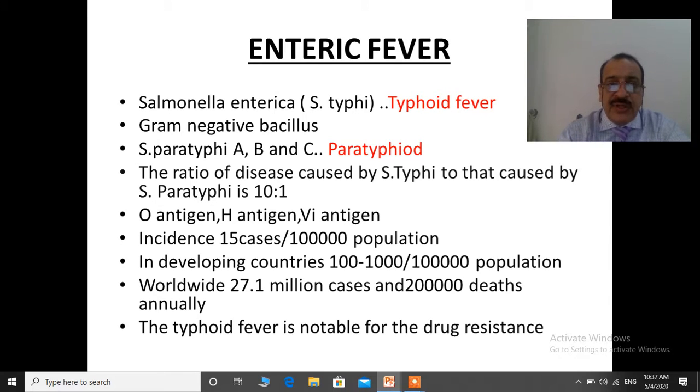The typhoid fever is more common as compared to the paratyphoid fever. The ratio of the disease caused by Salmonella typhi to that caused by Salmonella paratyphi is 10:1. The organism has certain antigens: the O antigen, which is known as somatic antigen, then the H antigen, which is flagellar antigen, and then the VI antigen. This VI antigen is basically the main virulence factor of this organism. The other factors which predispose a person to typhoid fever are the age of the child and the immunity status of the patient.